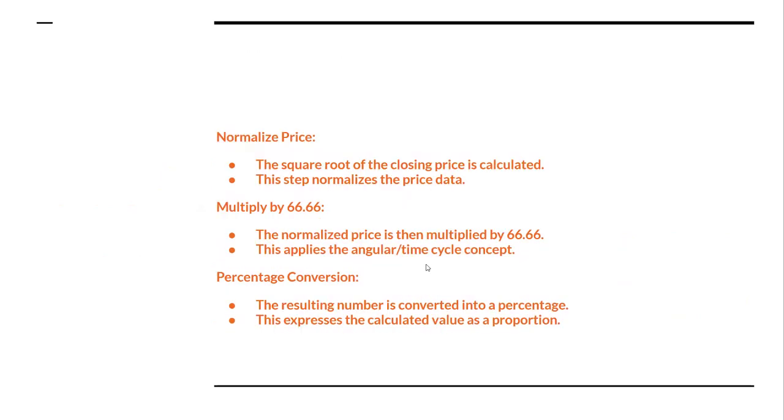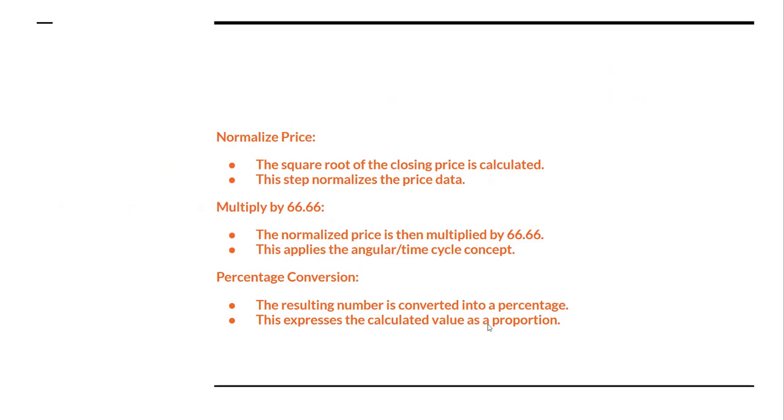First thing we are going to do is normalize the price. We are taking the square root of the closing price of the previous day, and then multiplying by 66.66%. The normalized price is then multiplied by 66.66. This applies the angular time concept. And then we are calculating the percentage conversion.